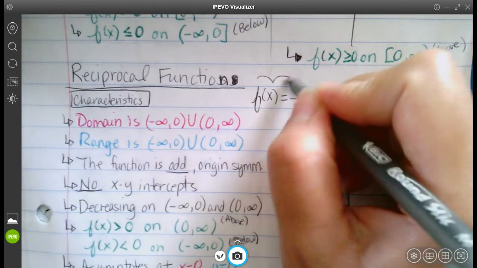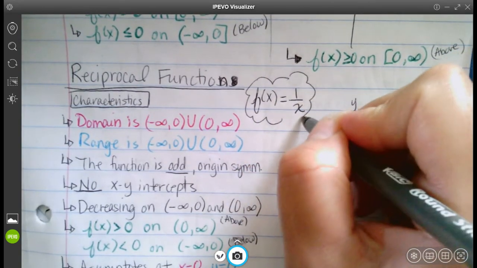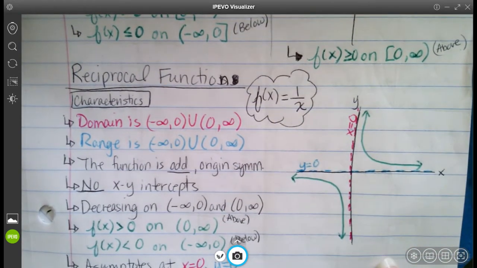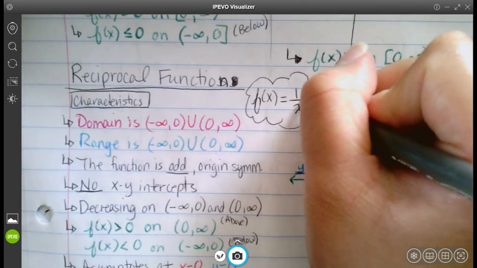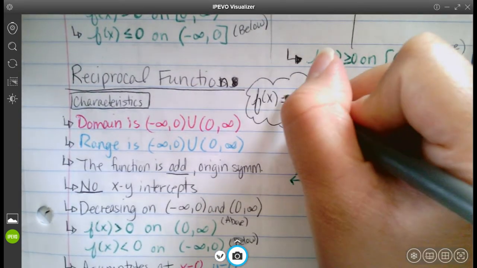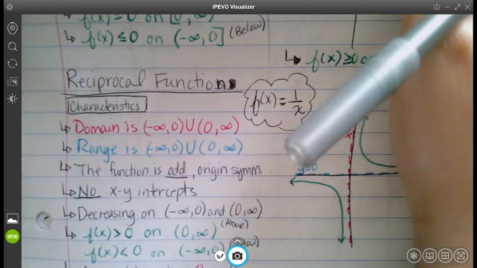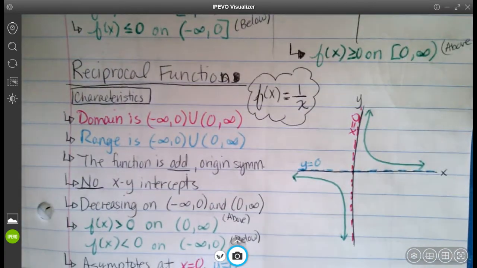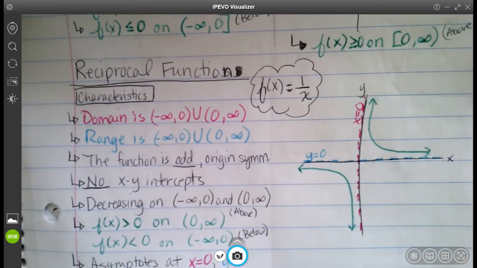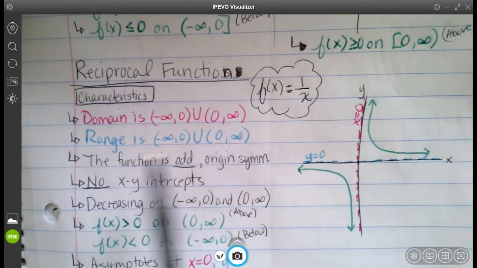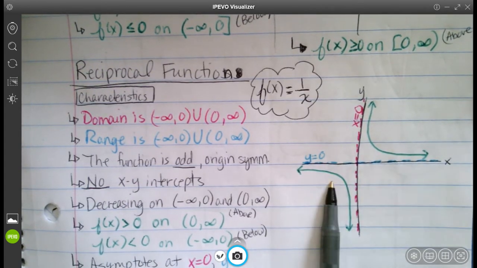Okay, so I'm going to bubble that. I know it's kind of squished here. And 1 over x is the reciprocal of x over 1, which is our identity function. So this is the reciprocal of that one. And it has a lot of interesting properties. Okay, so you have seen this graph before. Notice that it kind of looks like it has two pieces.